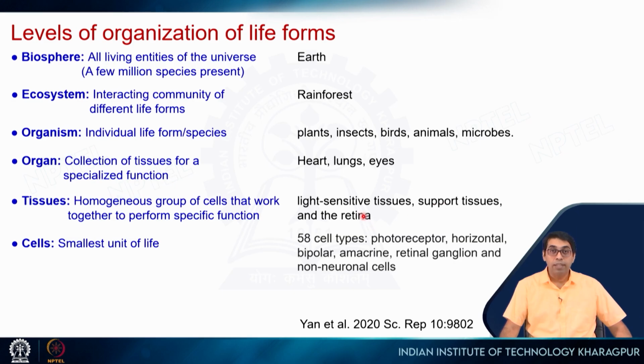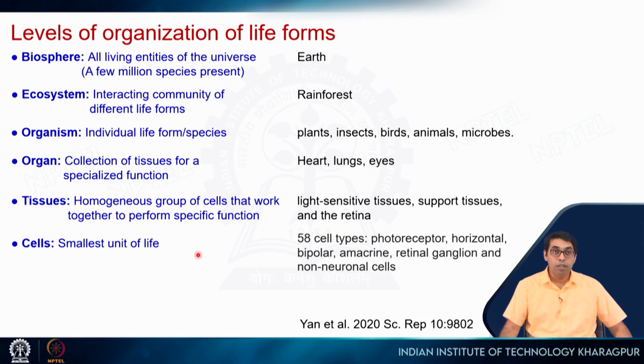If we consider the eye, then for all these tissues together, if we look at all the different types of cells, it turns out that there are 58 different cell types, which can be grouped into 6 different types such as photoreceptor, horizontal, bipolar cells, amacrine cells, retinal ganglion and non-neuronal cells. There is a very interesting project going on called the Human Cell Atlas, which aims to map all the different cell types that are present in a human being, right. This data is taken from a paper where they mapped the different cell types in a human eye, and it turns out that there are 58 different cell types present.